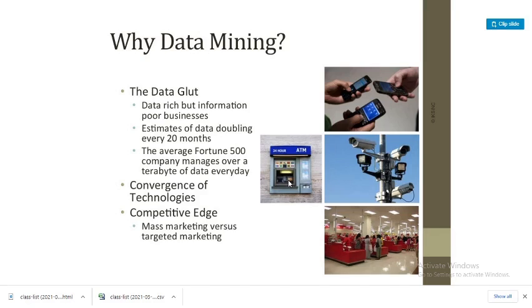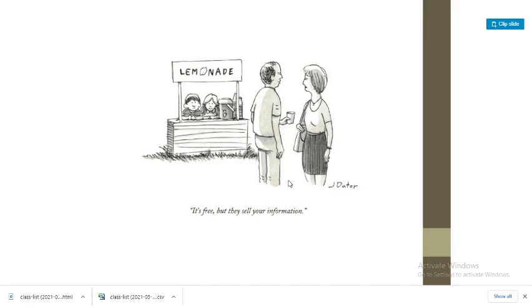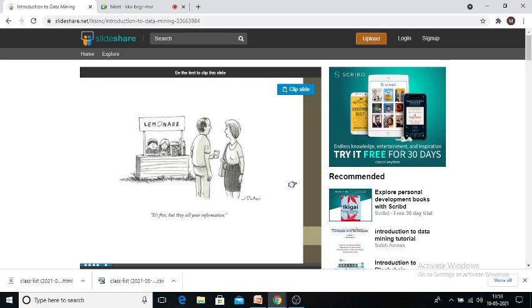So there are two types of marketing: mass marketing and targeted marketing. In mass marketing, everybody can come and do business, but in targeted marketing, a particular group of people is the target. Got it? This is what data mining is. Now, the rest of the things we will discuss in the next class.